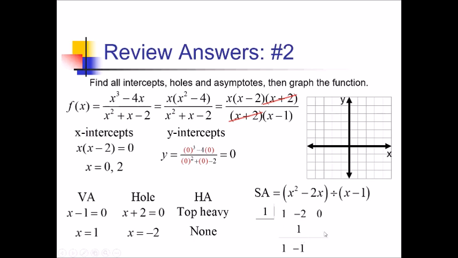1 times negative 1 is negative 1, plus 0 is negative 1. We don't really care about the remainder. It's just the quotient that gives us our slant asymptote. So we end up with y equals 1x minus 1. And this is hopefully everything we need to graph this. We still might need additional points after we put everything on there, but let's go ahead and see.